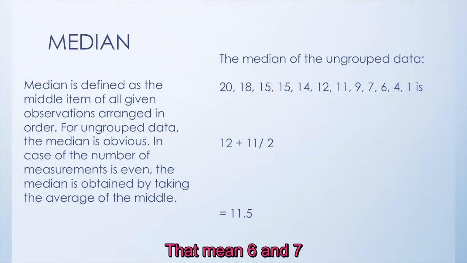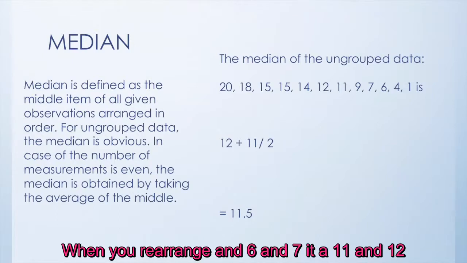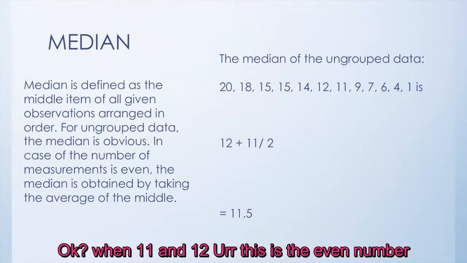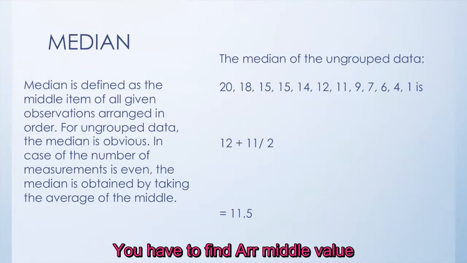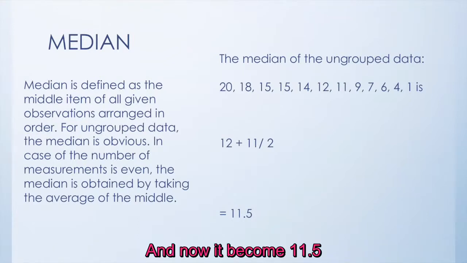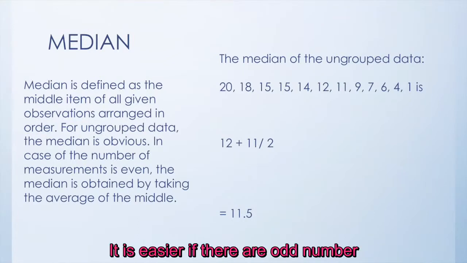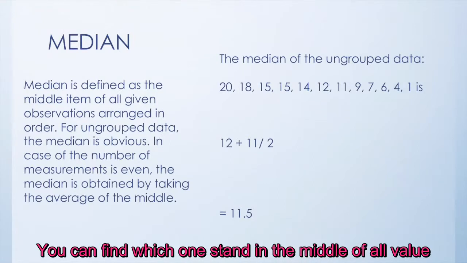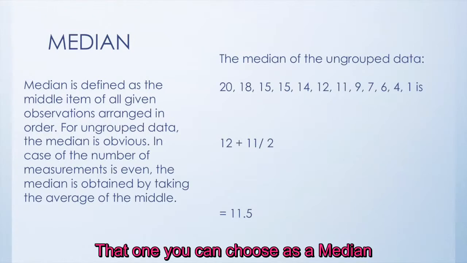That means 6 and 7. When you rearrange, the 6th and 7th are 11 and 12. Since this is an even number, you have to find the middle value. That means you use 12 plus 11 and divide by 2. And now it becomes 11.5. It is easier if there is an odd number. You can find which one stands in the middle of all the values. That's the one you can choose as the median.